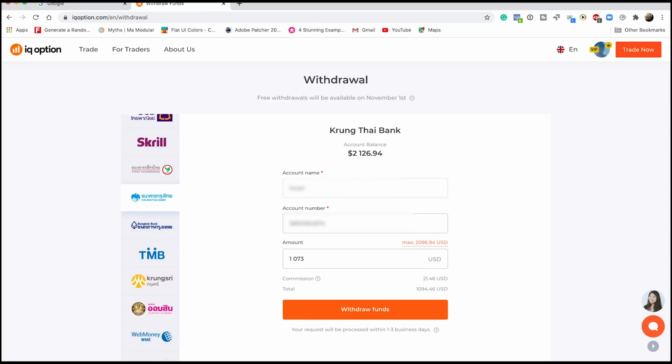Okay, so this will be the money that I'm going to withdraw: 1,074 US dollars, and we'll leave the money at 1,000. Then we have a live trading session tomorrow. Okay, so let's withdraw this money.